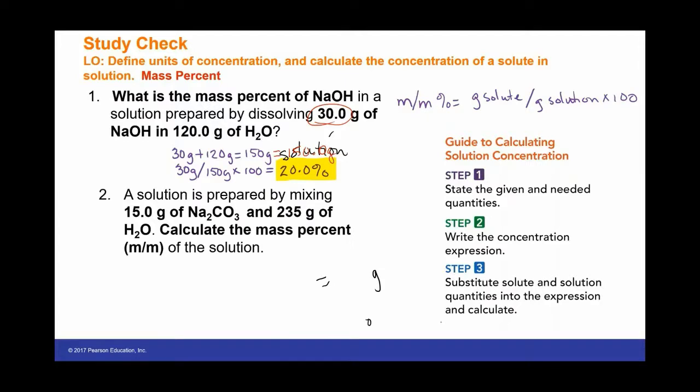All right, let's try the next question. A solution is prepared by mixing 15 grams of sodium carbonate and 235 grams of water. Calculate the mass percent of the solution. So we're given the mass of our solute and the mass of our solvent. We have to add them together. And we end up with 250 grams for the mass of our solution. And now we take the 15 grams divided by 250 grams, multiply by 100, and we get 6.00%.